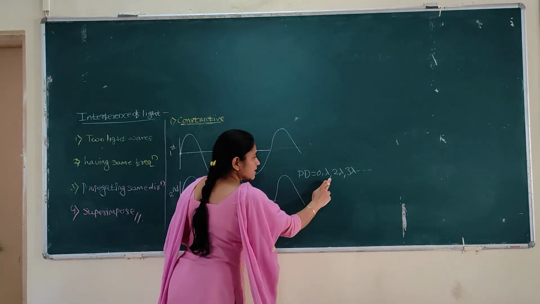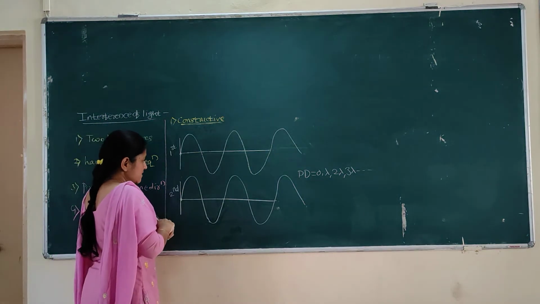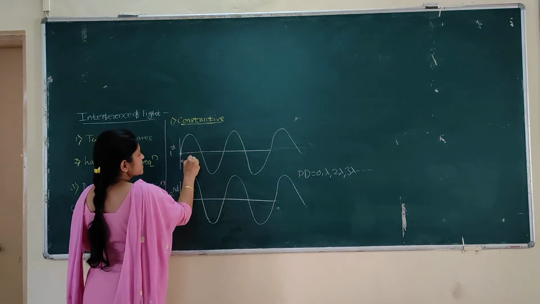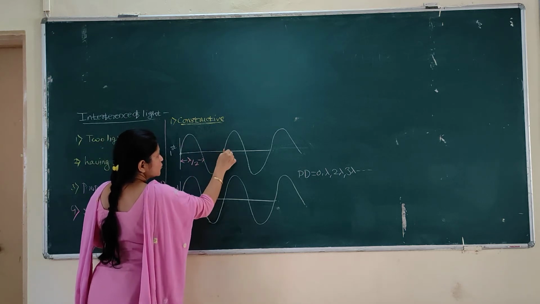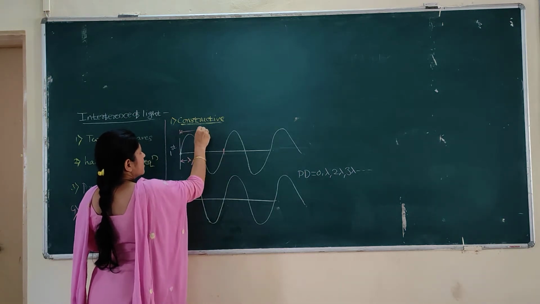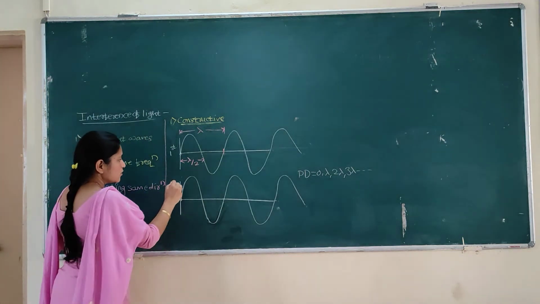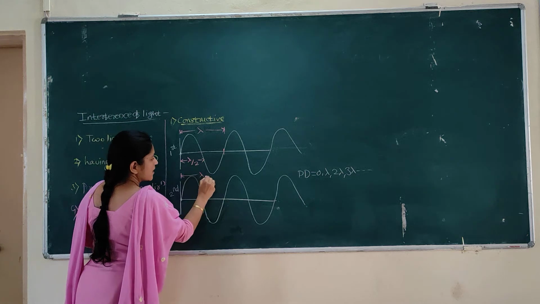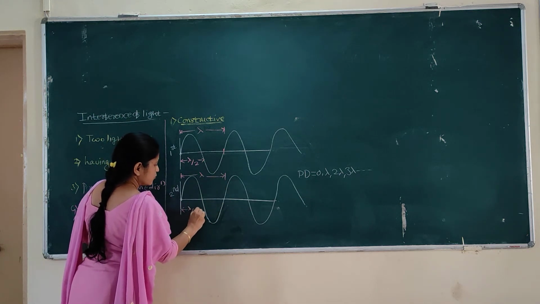Okay. Now after that, lambda path difference means what? We know that this distance is lambda by 2. This is the one wave up to here. The distance is lambda. Here also this is lambda. This is lambda by 2.